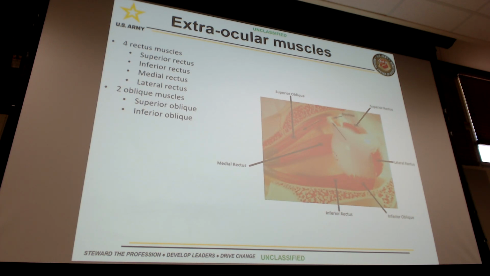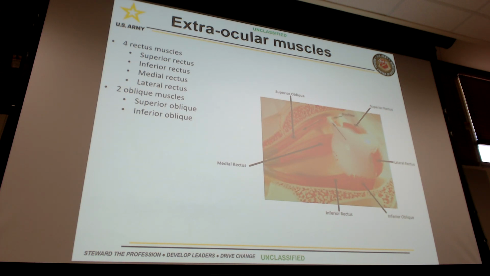The rectus muscles are super simple to remember what they do. The superior rectus lifts the eyeball up, call that elevation. Inferior rectus lowers the eyeball, depression. Okay? Depression is in lowering, not your mental state. Medial rectus pulls toward the midline, lateral abducts away from the midline.